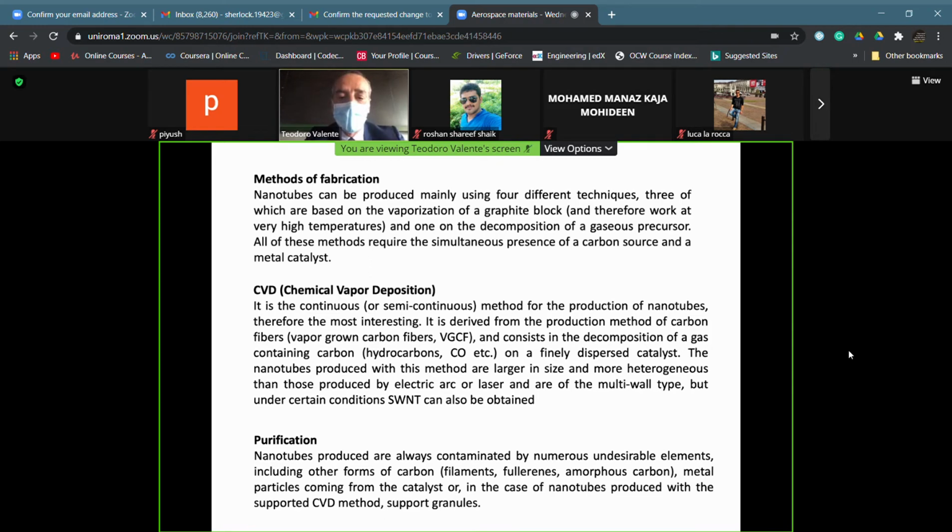And usually there is the necessity to go on with a purification process so that we can remove these impurities which strongly condition the final properties of the carbon nanotubes. This is to give you an idea of what carbon nanotubes are.